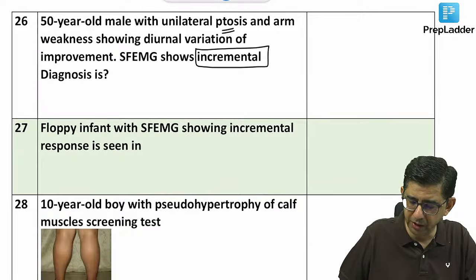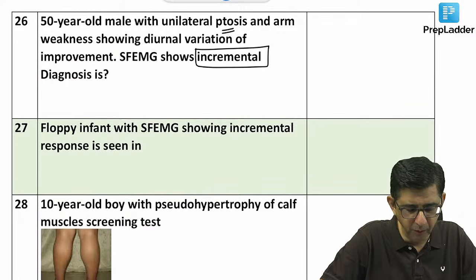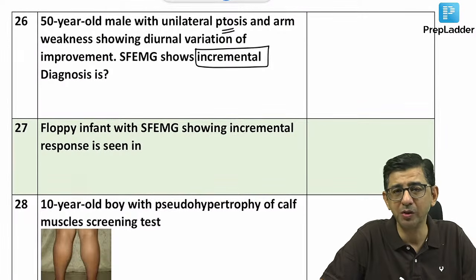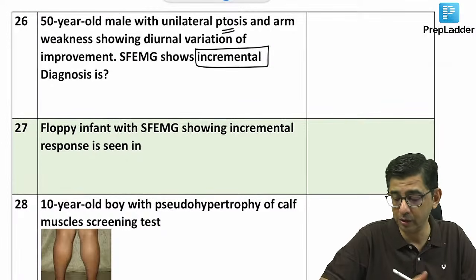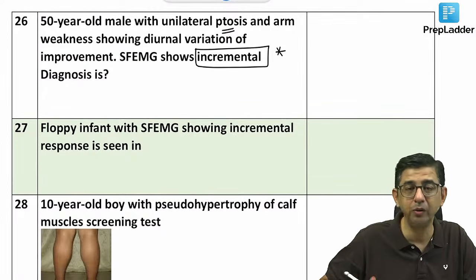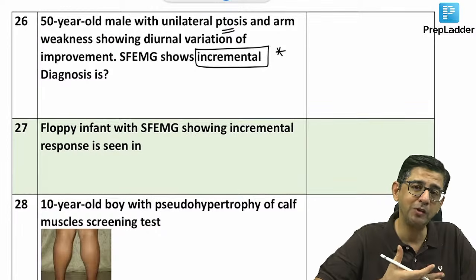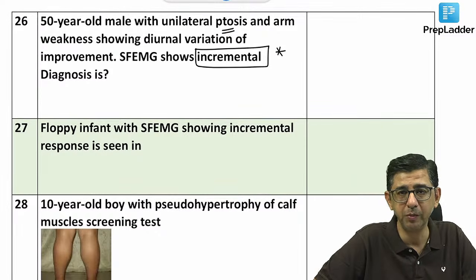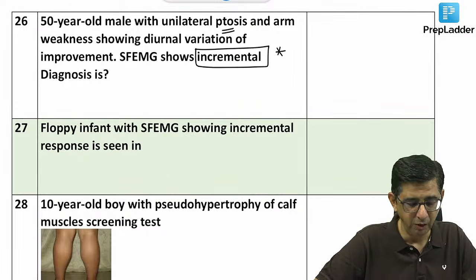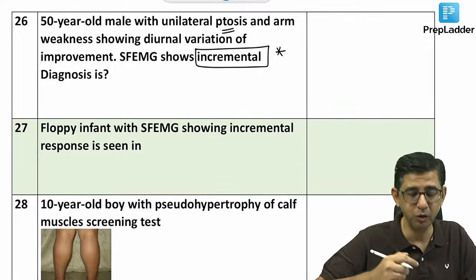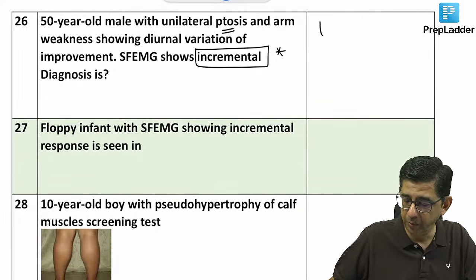No, guys, you're not getting it right. You have to understand incremental response. There is decremental response and there is incremental response. So decremental response is what you see with myasthenia gravis, but incremental response is something that would be seen for those cases who are suffering from Lambert-Eaton syndrome.